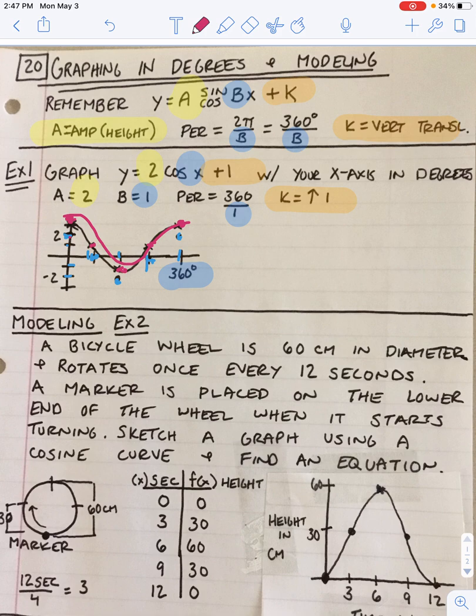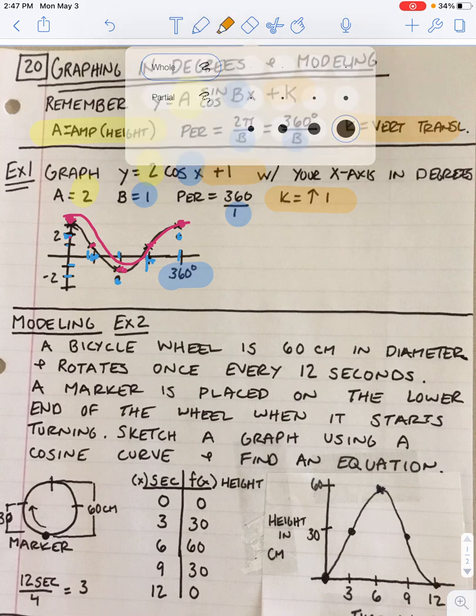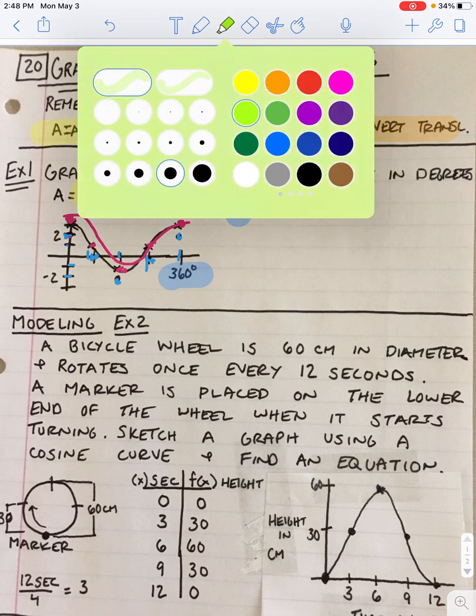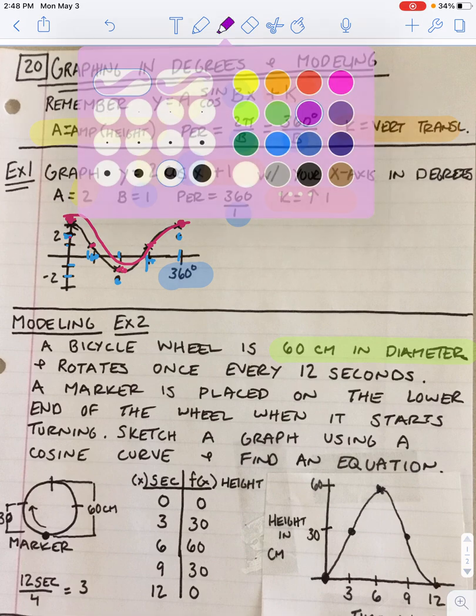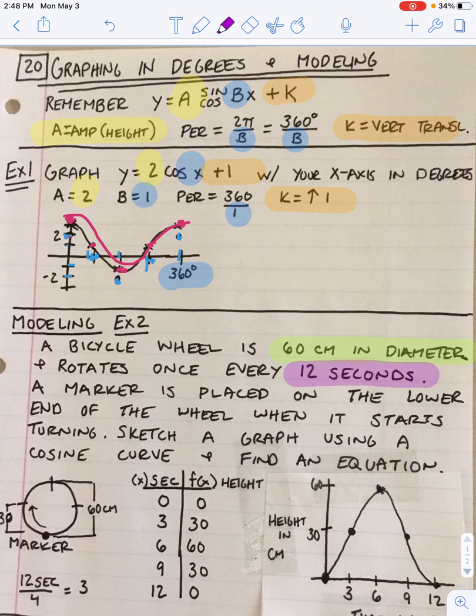Okay, so the reason we're doing in degrees is when we do modeling problems, a lot of times we have different values that aren't pi on our x-axis. So for this first problem here, we have a bicycle wheel that's 60 centimeters in diameter. That's going to be important from the top of the wheel to the bottom of the wheel. And it rotates once every 12 seconds.